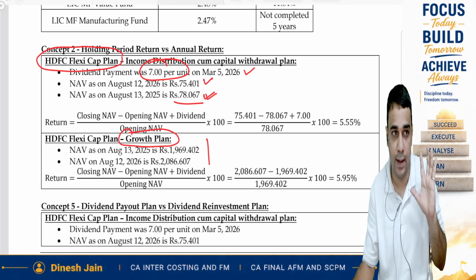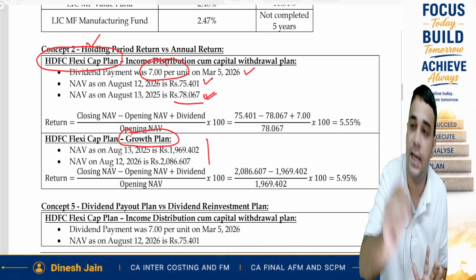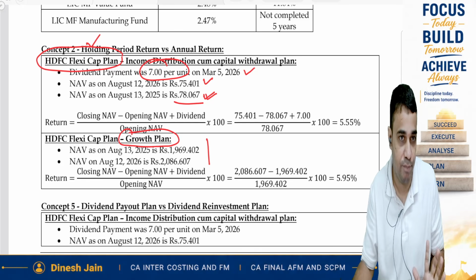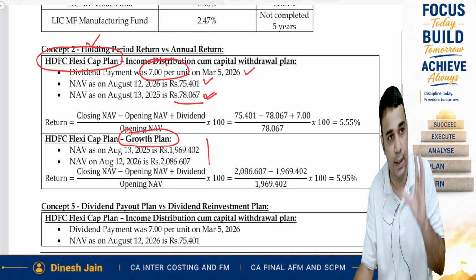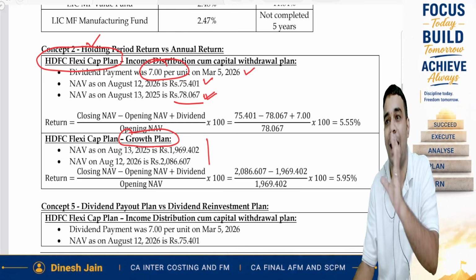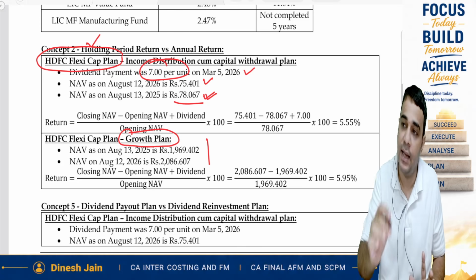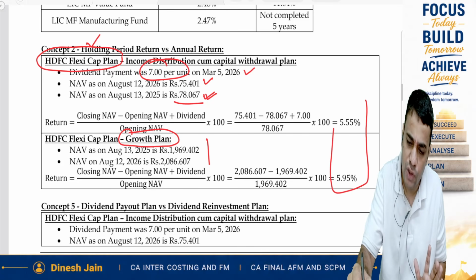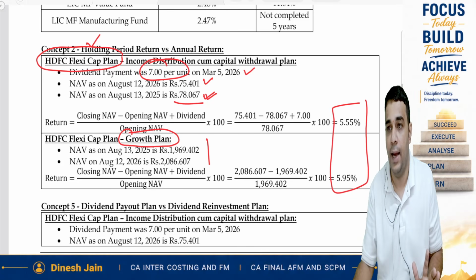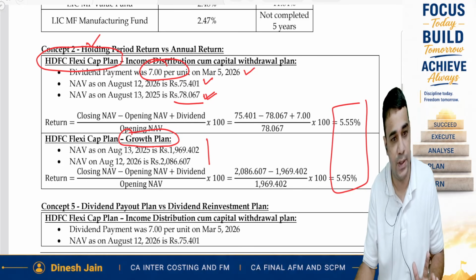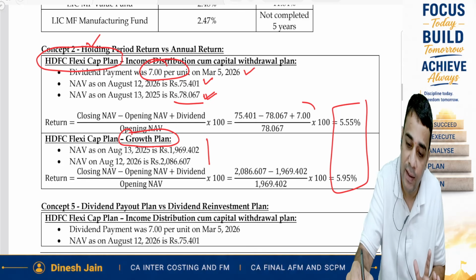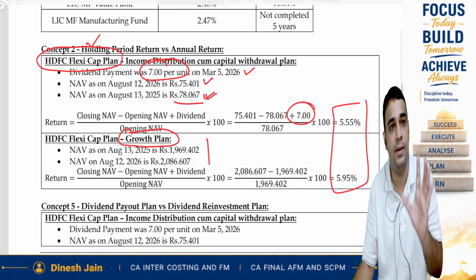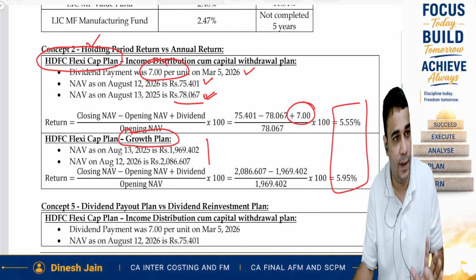Understand the practical angle. HDFC Flexi Cap is one of the mutual fund plans that has two plans in my example. An IDCW plan, called income distribution cum capital withdrawal, and another plan called growth plan. Both have almost the same return. Ideally that should be very close to each other because it is the same plan. In one plan they have paid the dividend, in one plan they have not paid the dividend.